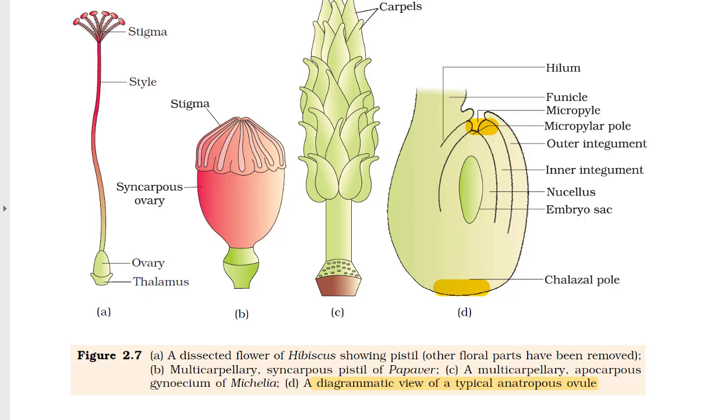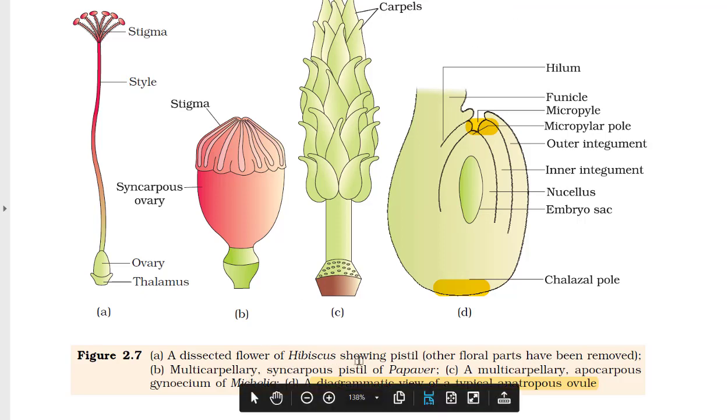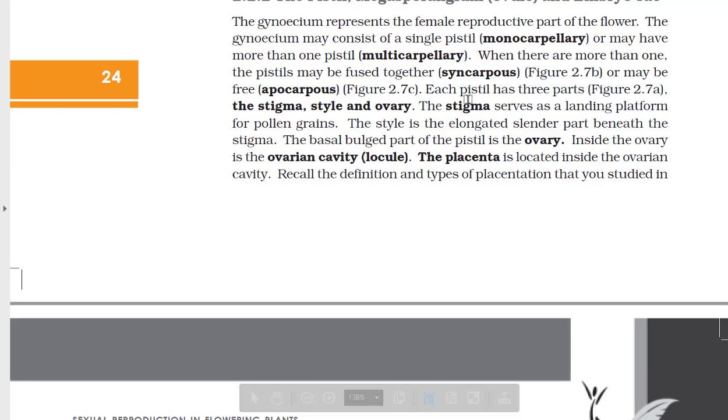एक और term यहाँ पर आ रहा है, syncarpous pistil. ठीक है? So, यहाँ पे आपको दो तीन definitions दिया गया है syncarpous और apocarpous के बारे में. So, आइए हम लोग पढ़ते हैं. Gynoecium एक single pistil carry करेगा, उसे हम लोग monocarpellary बोलते हैं. और अगर उसके पास more than one pistils रहते हैं, तो उसे हम लोग multicarpellary, and when there are more than one pistils fused together, that is known as syncarpous. Okay, and if all the pistils are separated or free from each other, that is known as apocarpous. I hope you are clear with this.